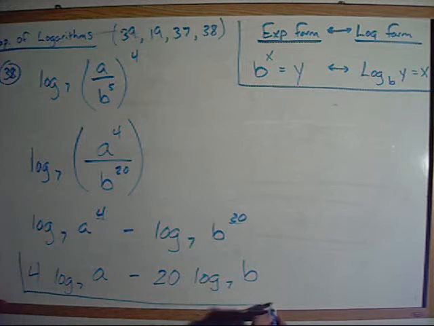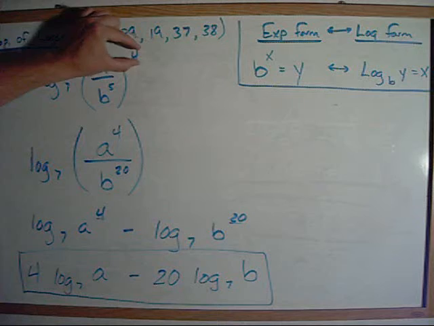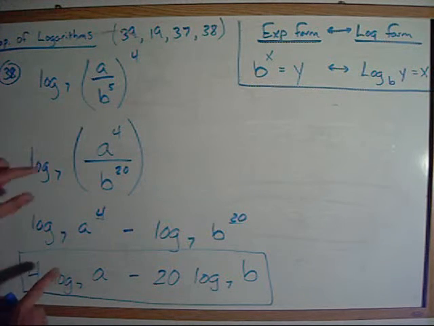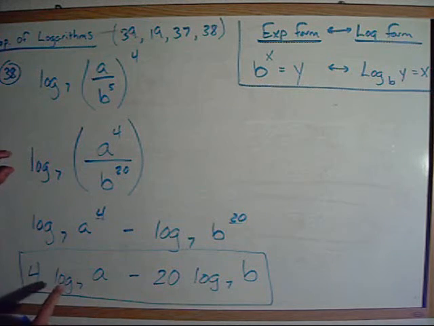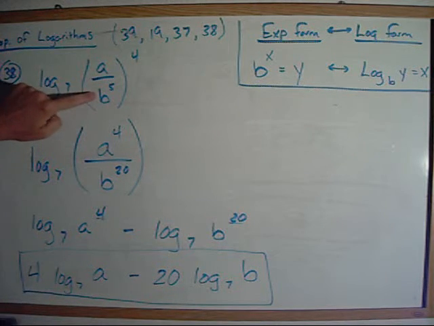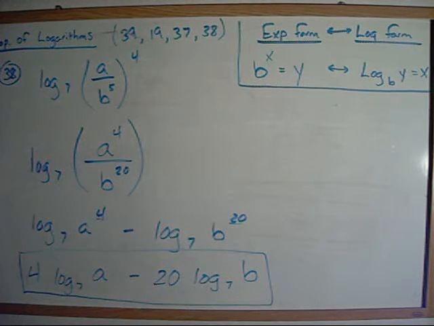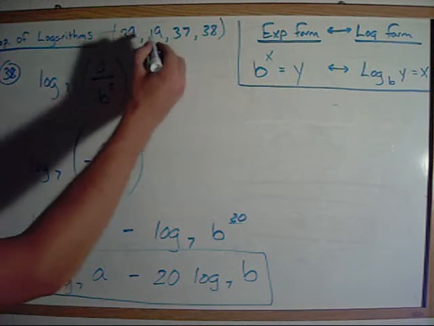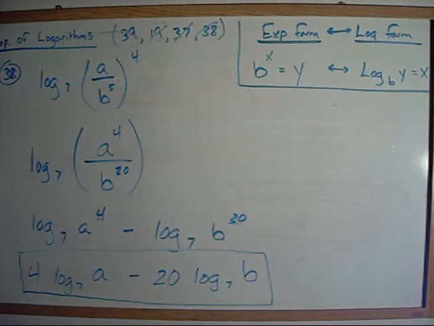Now, if you would have done it the other method, you should have ended up with the same thing. If I brought that 4 down, when I split up the a and the b, that 4 was in front of that a already. I would have a 4 in front of the b term, and then that 5 would drop down and connect with that 4 to give me 20, like the last method. So that's questions 37 and 38.